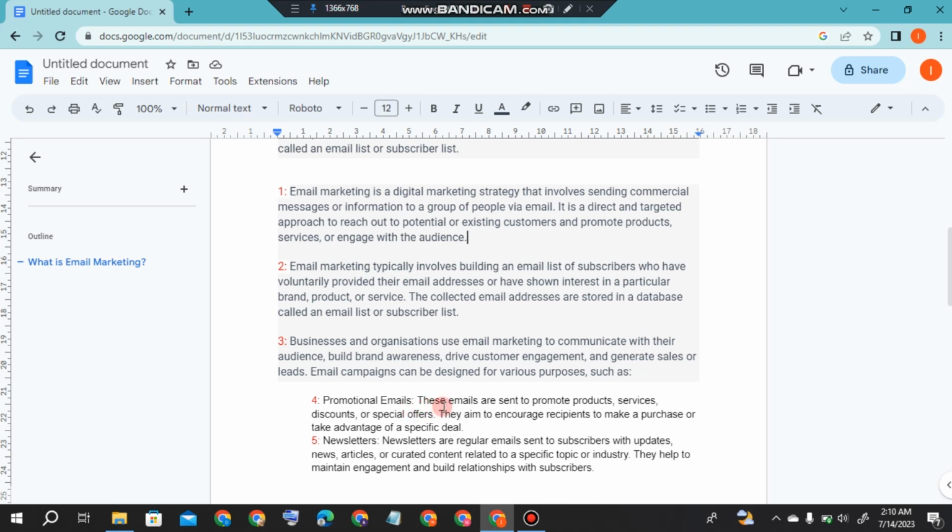These emails are sent to promote products, services, discounts, or special offers. They aim to encourage recipients to make a purchase and take advantage of a specific deal.